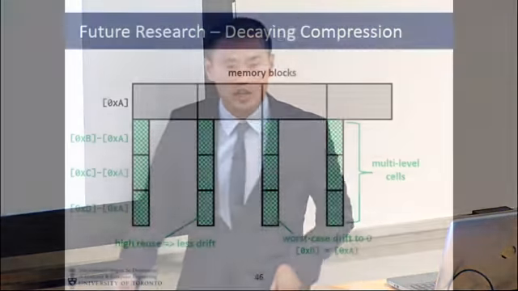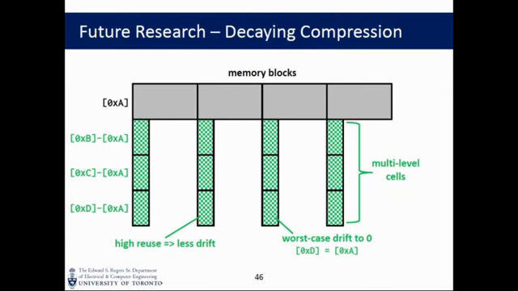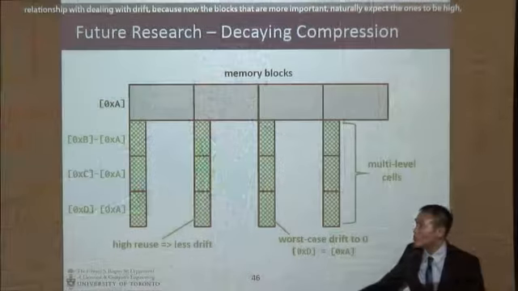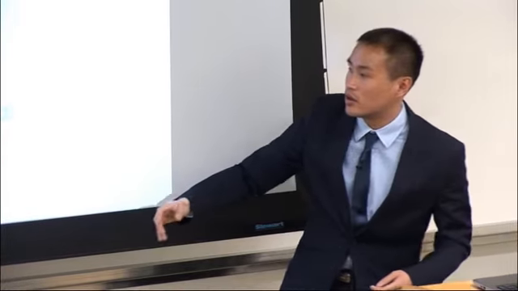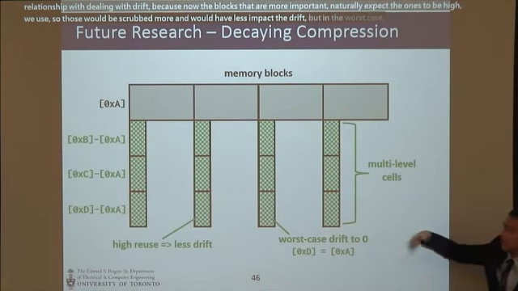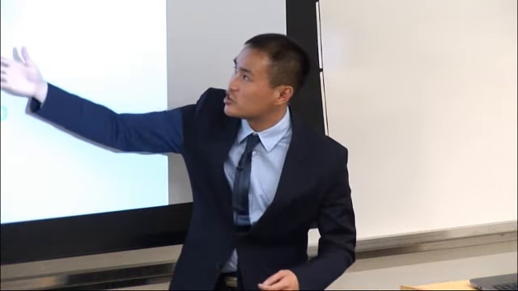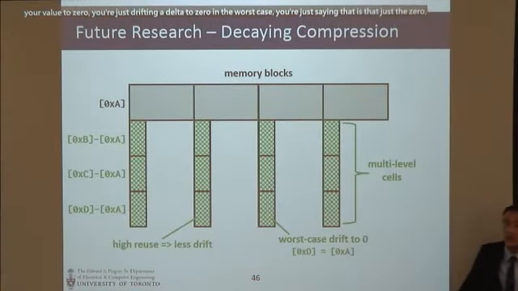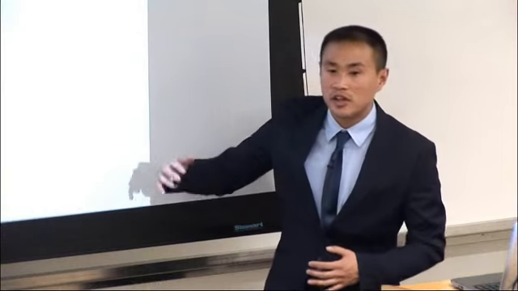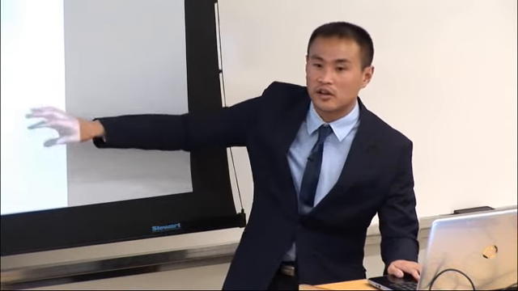But what happens nicely is you have a nice relationship with dealing with drift, because the blocks that are more important, naturally you could expect to be high reuse, so those would be scrubbed more and would have less impact of drift. But then in the worst case scenario, if your value drifts to 0, you're just drifting a delta to 0. So in the worst case, if that drifts to 0, it just means that D is equivalent to A. So now by changing the encoding of your data, you're able to exploit the natural analog tendencies of your underlying memory technology.